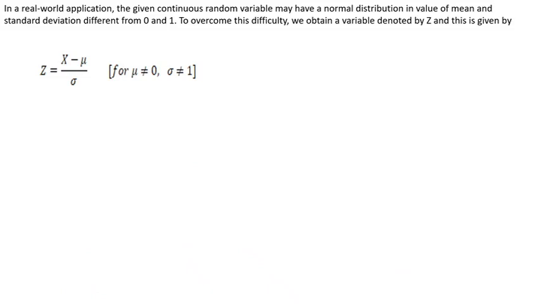Okay, also in real world applications, the given outcome random variable may have a normal distribution with values of mean and standard deviation different from 0 and 1. To overcome this difficulty, we obtain a variable denoted by z, given as z equals x minus mu over sigma. After this, we can compare it with our table value. Maybe when we come for the physical class, I will teach us how to use our statistical table.